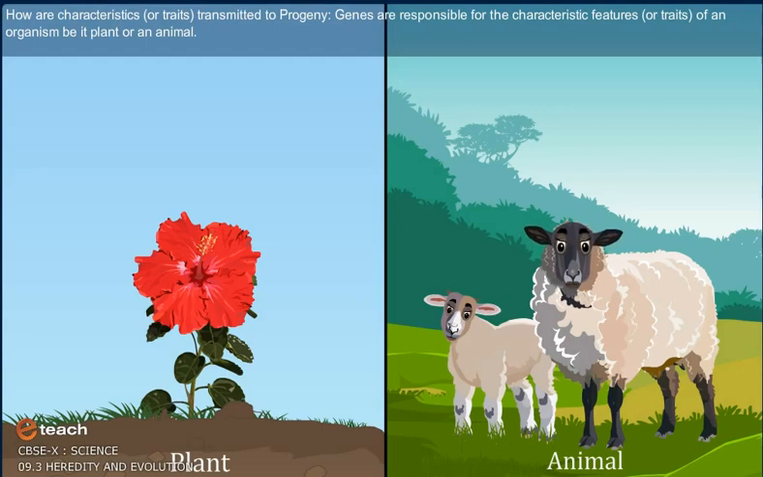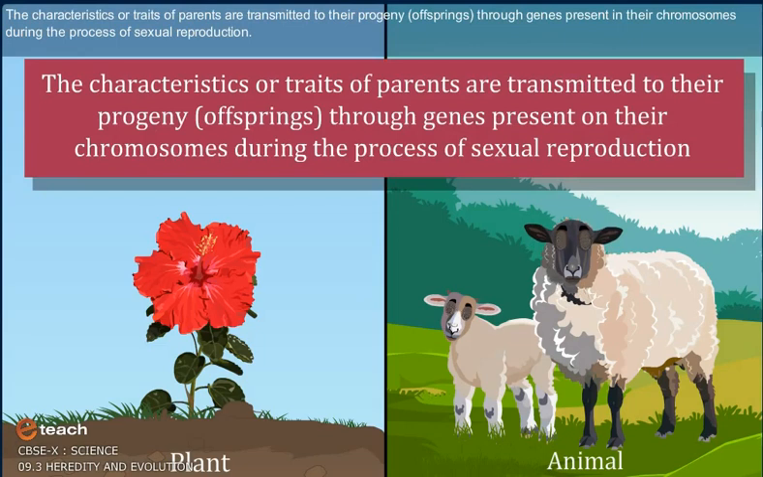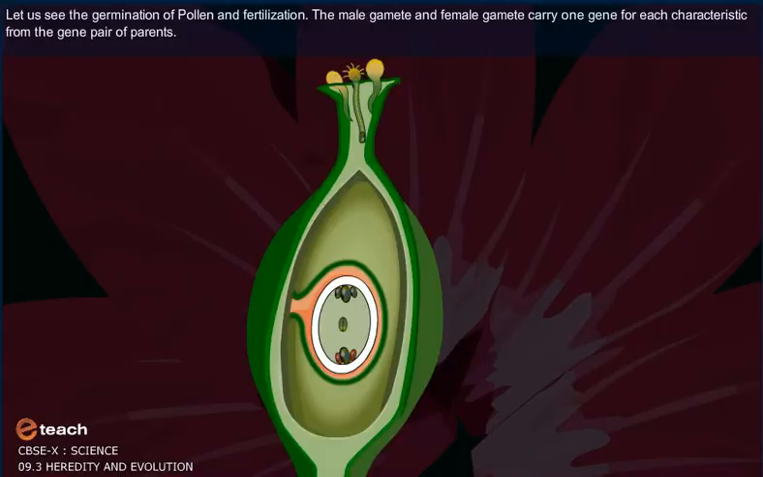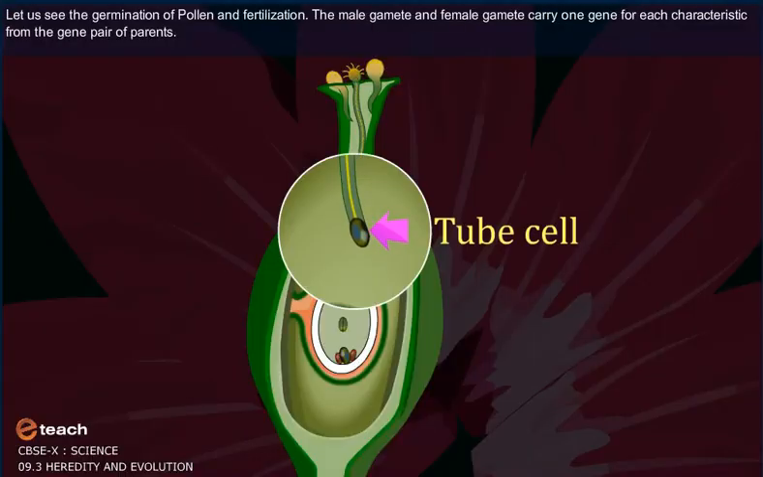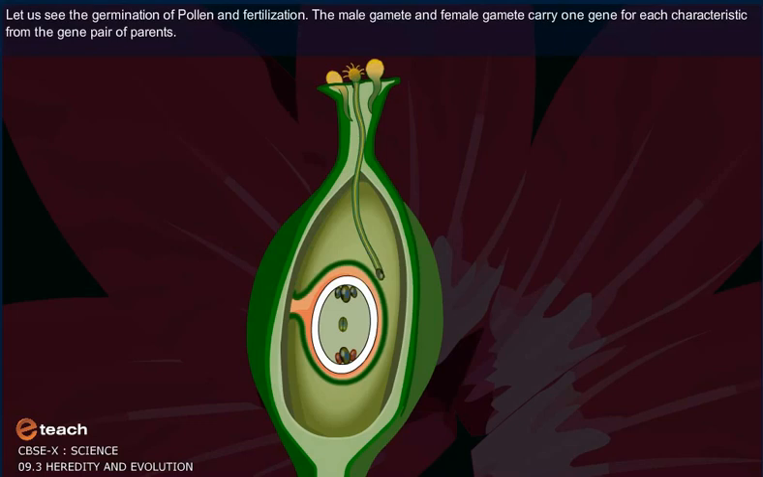Genes are responsible for the characteristic features or traits of an organism, plant, or animal. The characteristics or traits of parents are transmitted to their progeny, offsprings, through genes present on their chromosomes during the process of sexual reproduction. Let us see the germination of pollen and fertilization.